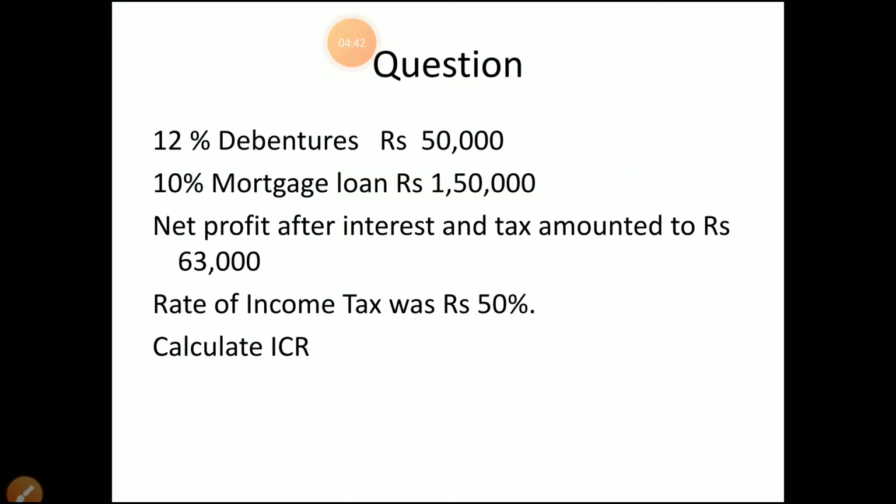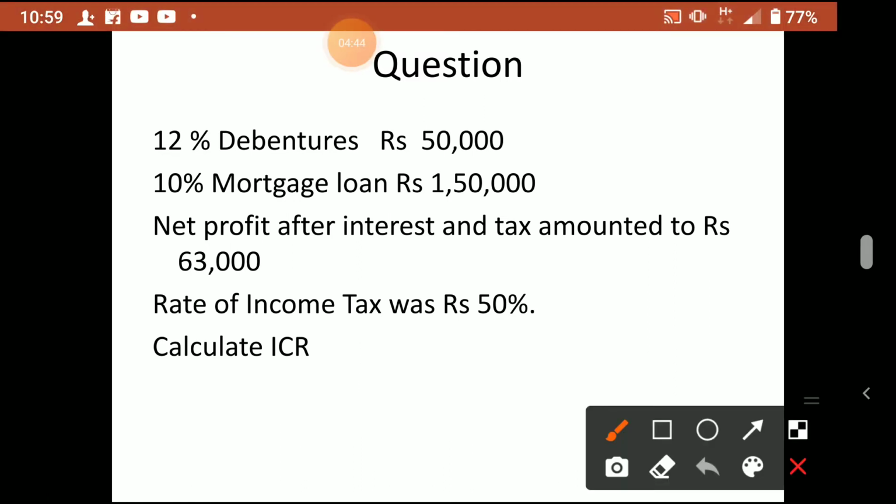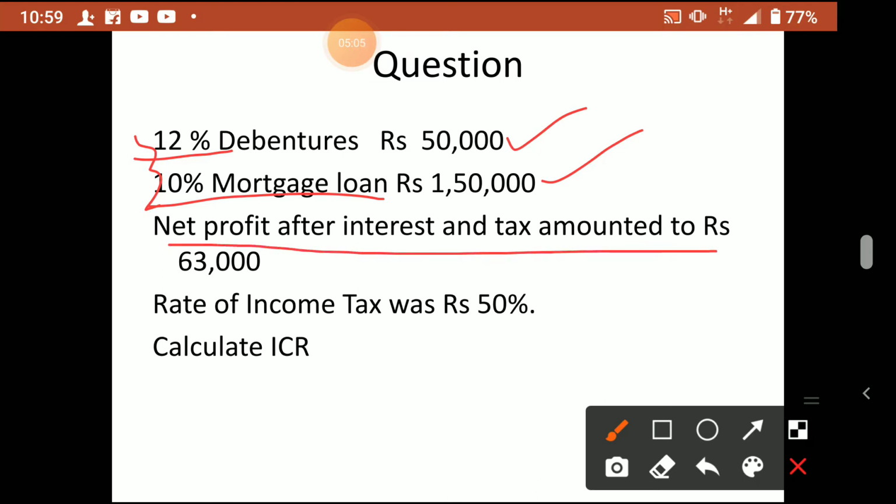Here 12% debentures, 50,000. This percent indicates the interest rate. Then 10% mortgage loan, 1,50,000. These two are the interest payment obligations of the business. Now we need profit. So what is given? Net profit after interest and tax amounted to rupees 63,000. So after the payment of interest and tax is given, what we need is before interest and tax.